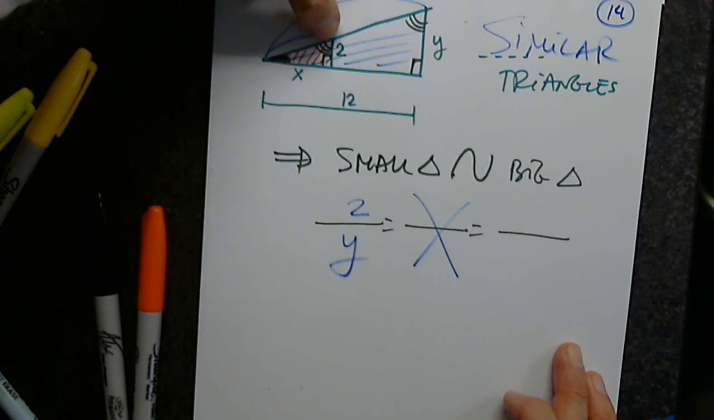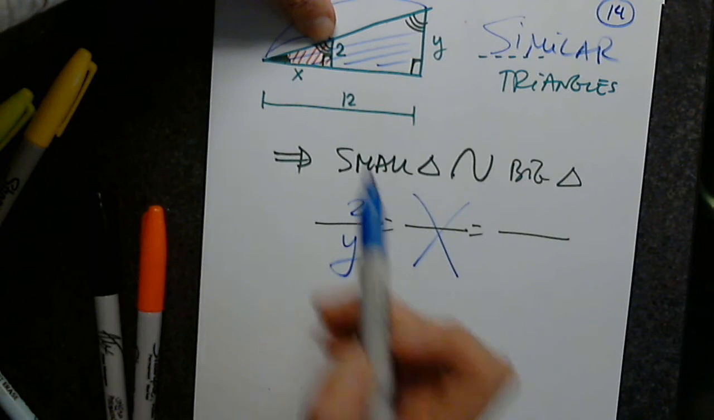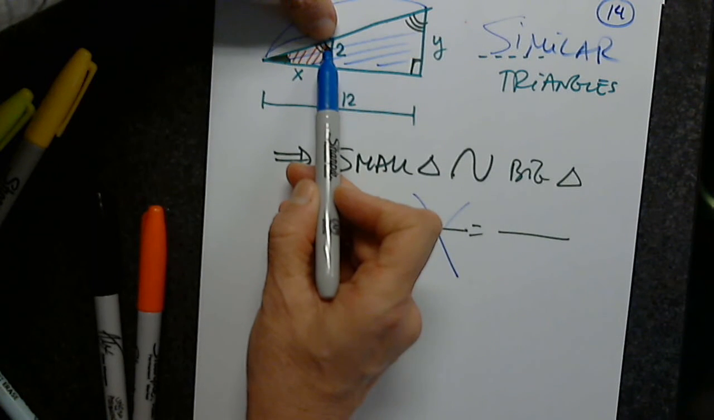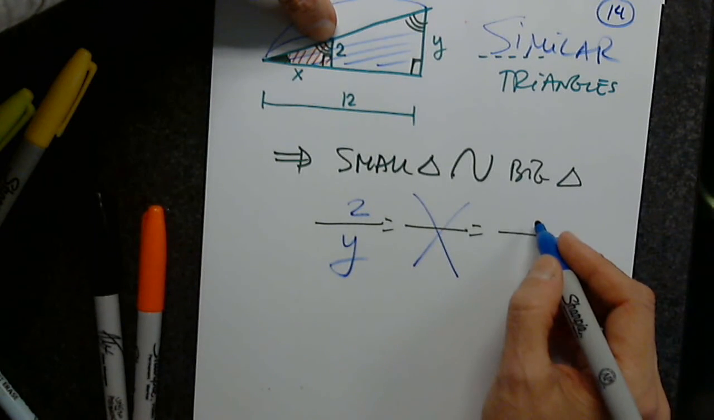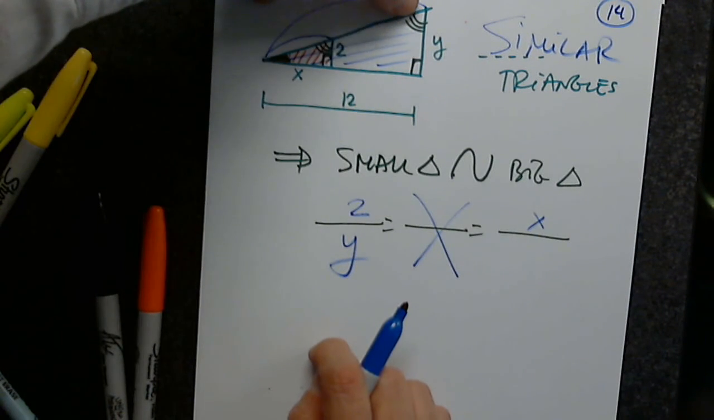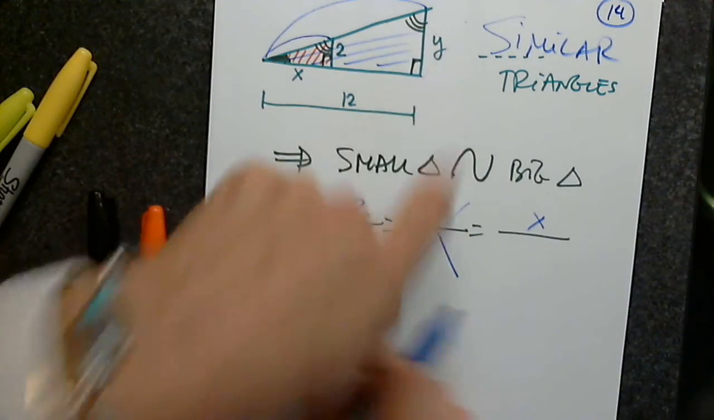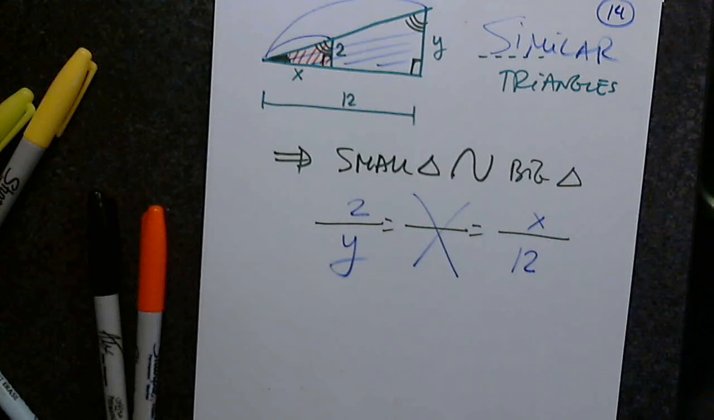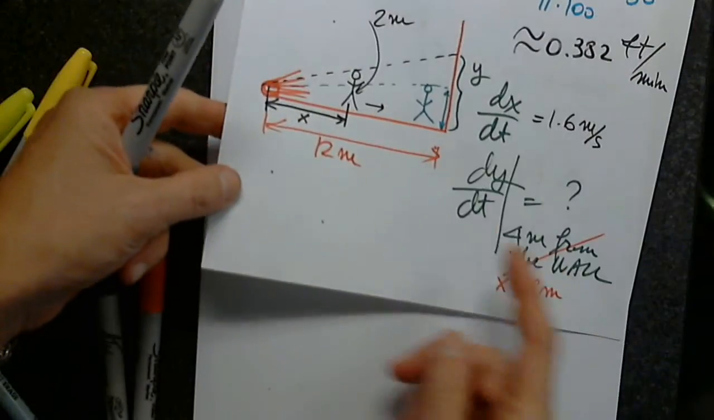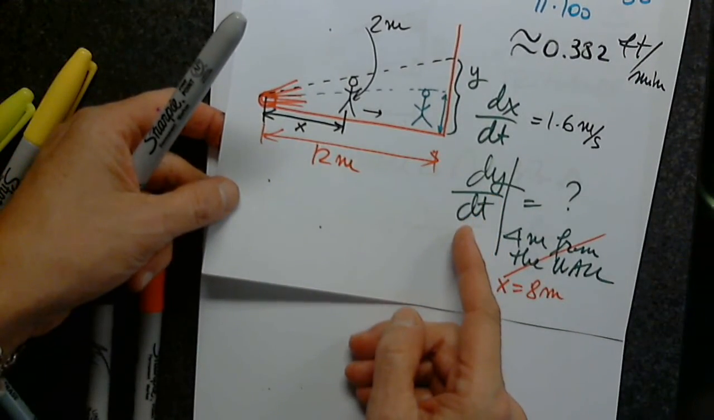So now I'm back to the small triangle. What is the opposite side of this angle in the small triangle? Perfect. What is the opposite side of the same angle but in the big triangle? This is a proportion. What variable am I after? I shouldn't say variable, I should say function. But let's say, what variable am I after? Yes, because I want to determine dy over dt.